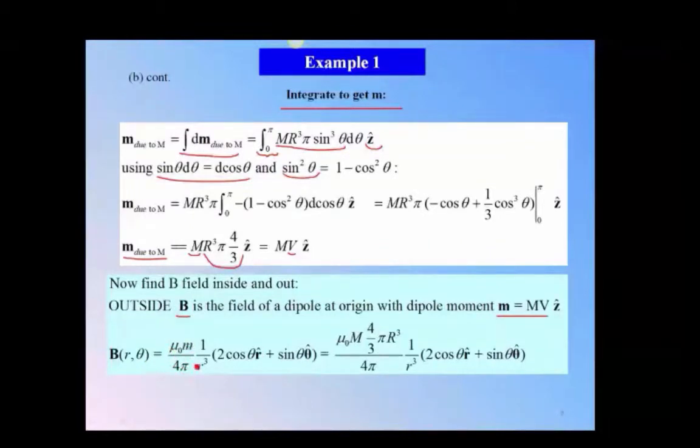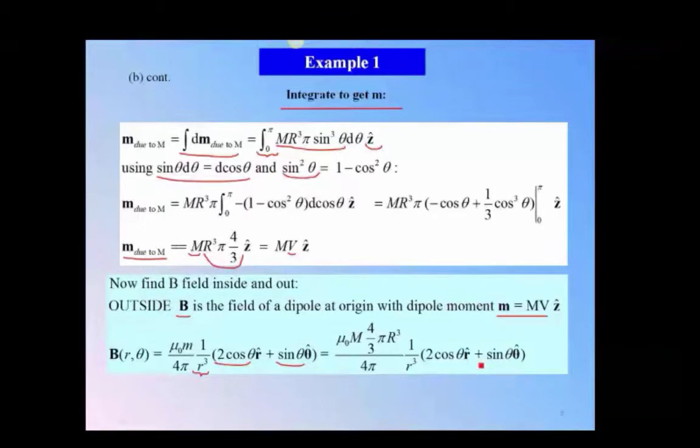Here's the dipole moment, and then it depends on r to the cubed, and then the r component has a factor of 2 cosine theta, and the theta component has the sine theta. Putting that all in, I've left the capital R in the equation, and if you wanted to, you could factor out these 4 pi's. So you end up with an expression for the B outside given by the dipole field.